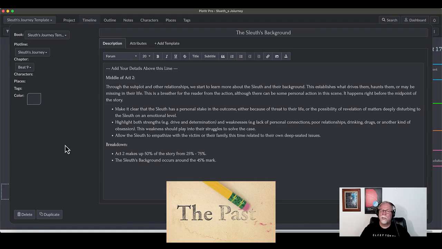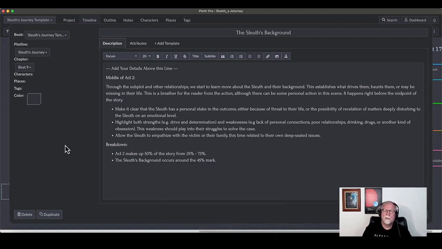and how that relates to the victim in this particular case and causes them to drive towards solving this particular case. Now, make it clear that the sleuth has a personal stake in the outcome, either because of a threat to life or the possibility of a revelation of matters deeply disturbing to them on an emotional level or something like that. Okay.